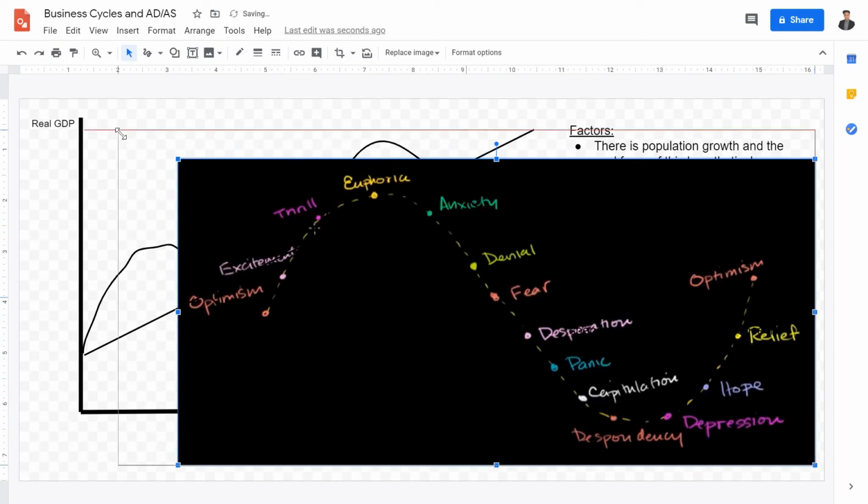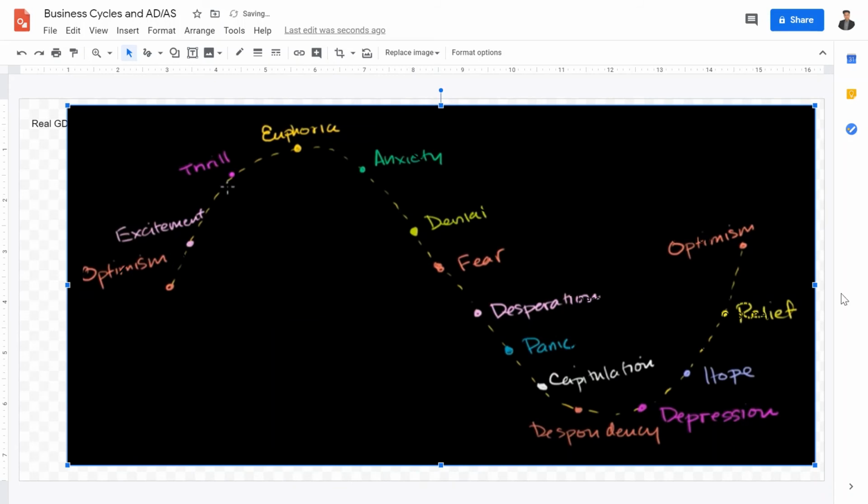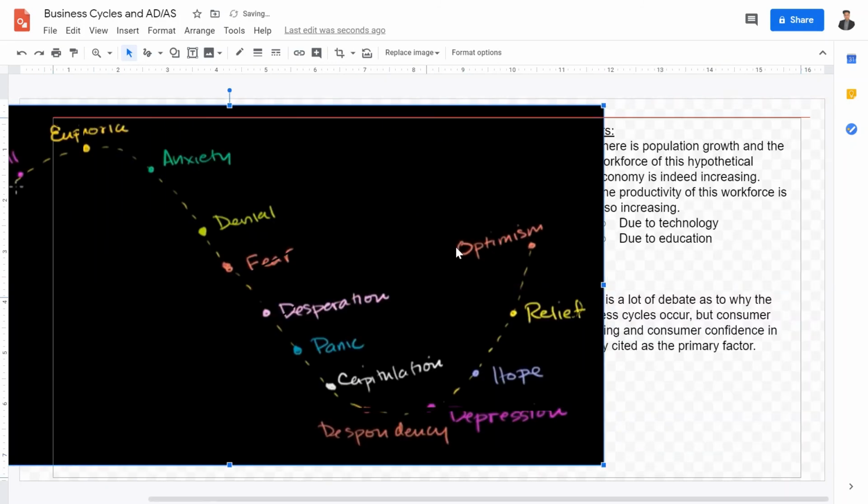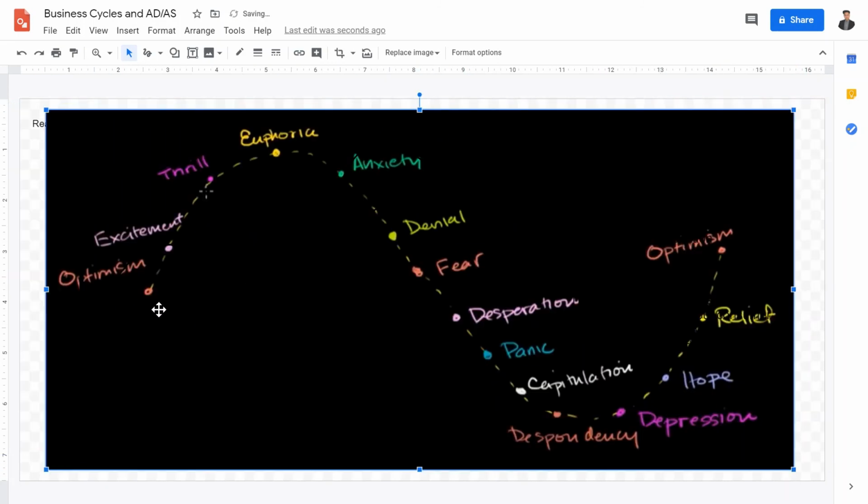Now, here's a handy graph I borrowed from Khan Academy. I will link my sources down below in the description. As we can see, the business cycle has increases and decreases. Consumer and investor emotions feel optimism, excitement, thrill, and euphoria when the economy is good. When the economy is decreasing, anxiety, denial, fear, desperation, and panic will exist.